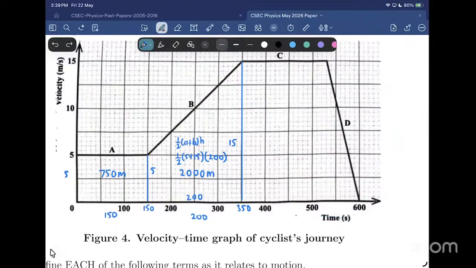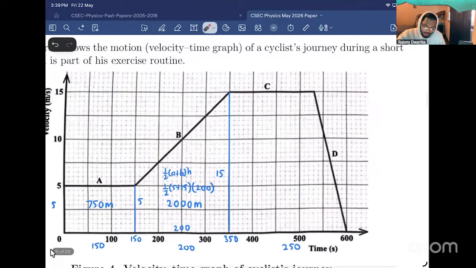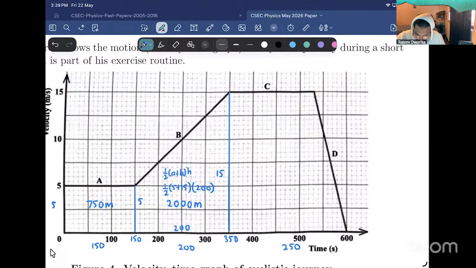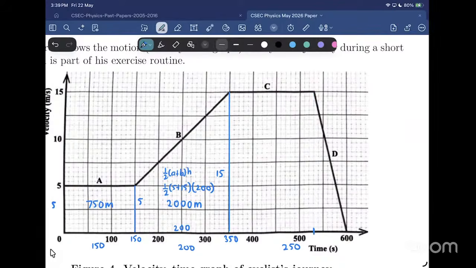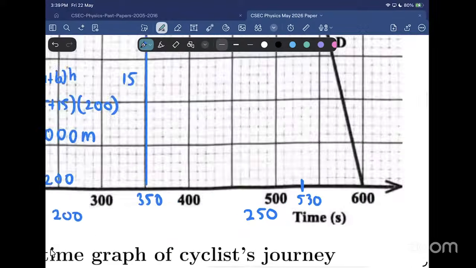250. 250, right? And what would be the difference from 350 to...? Okay, this one you have to be a little careful about. I know it's 530. Yeah, that's 530, because one tiny block was 10.